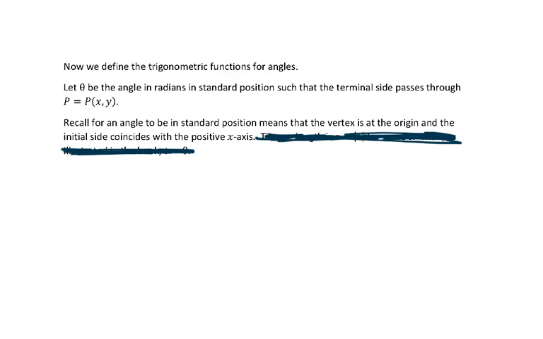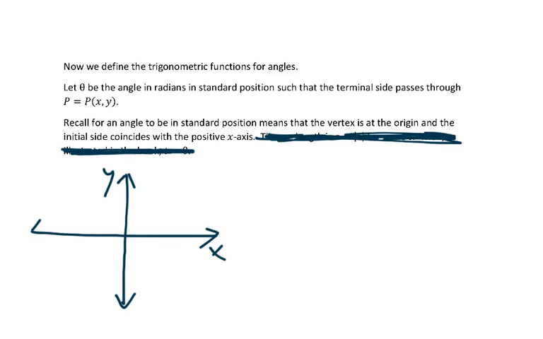Now we are ready to define the trig functions for any angle theta. Let's suppose theta is some angle in radians, drawn in standard position. And again, what does that mean? Well, that means the vertex of the angle is at the origin, and the initial side coincides with the positive x-axis. In other words, the angle is going to look something like this.